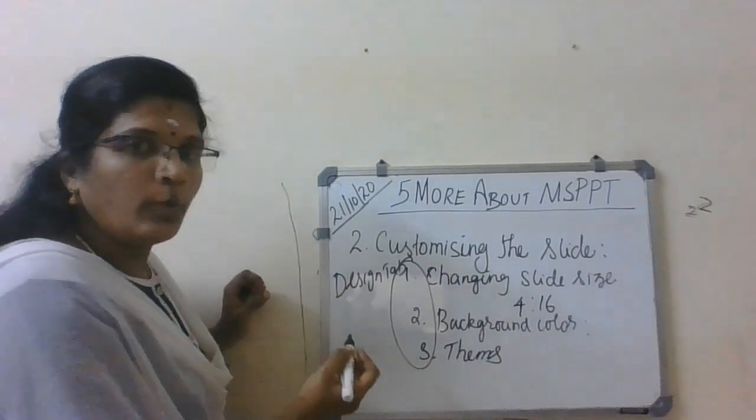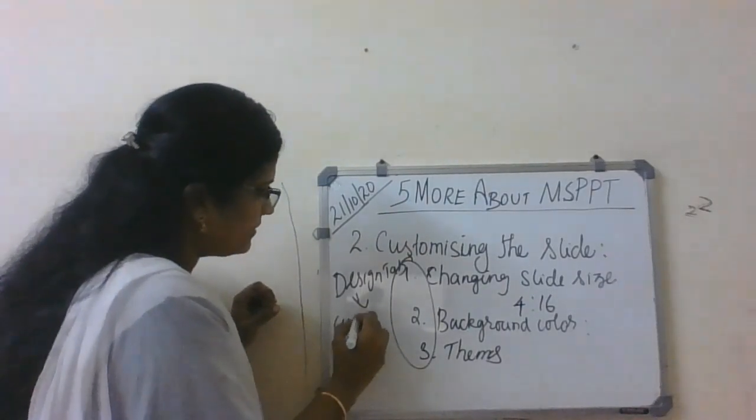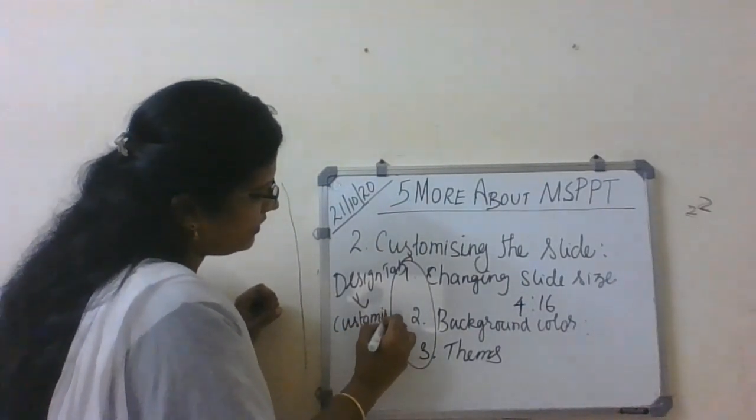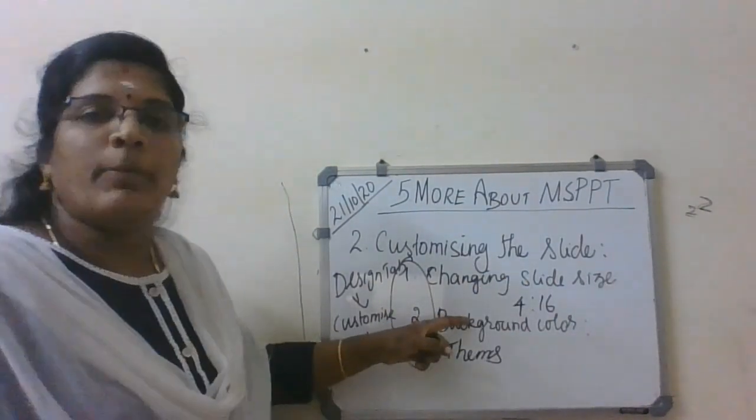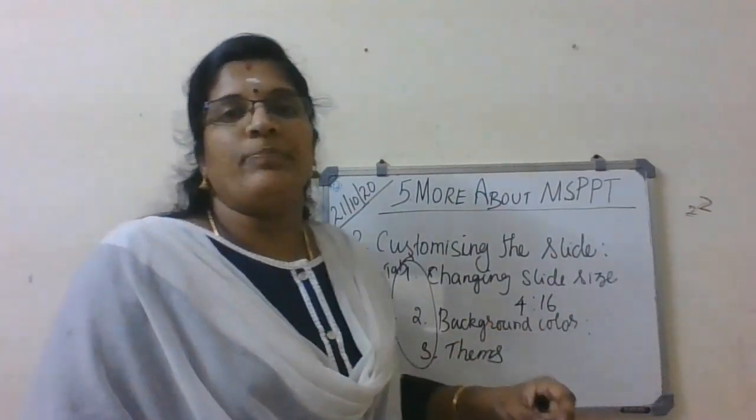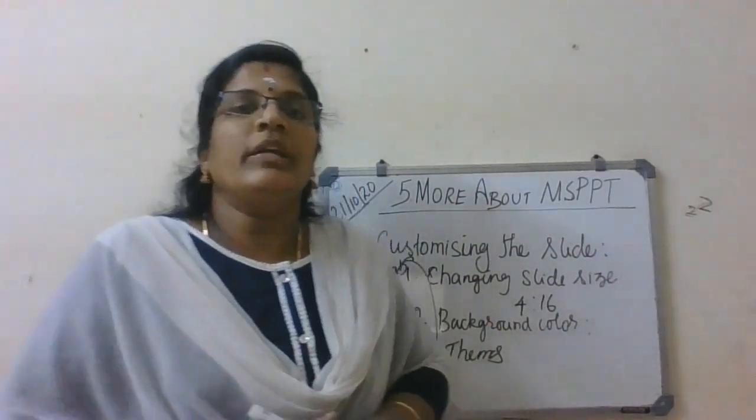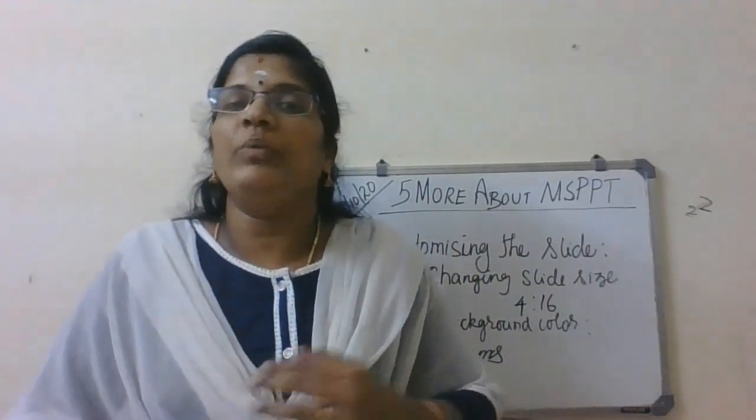And which group? Design tab, the group name is Customize. Group, then the arrow changes. Here, slide size, for background, Format Background, themes, you can see themes. So in this way, you can customize the slides. This is what we have covered so far.